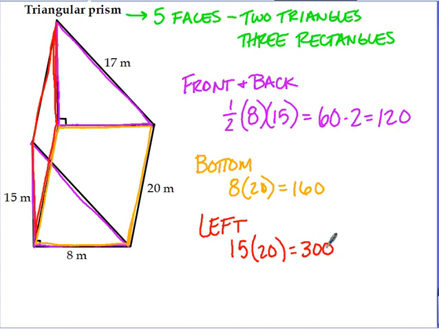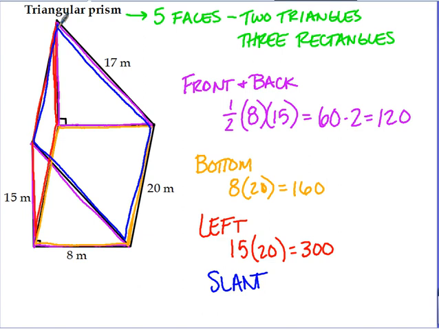And then my last side is going to be that slanted side. This one that goes down the slanted edges of my triangle. So that side is again a rectangle, and it's going to be 17 by 20 for a total of 340. Now all 3 of those sides we didn't multiply by 2 because there's not 2 of them. There's only 1 on each side.